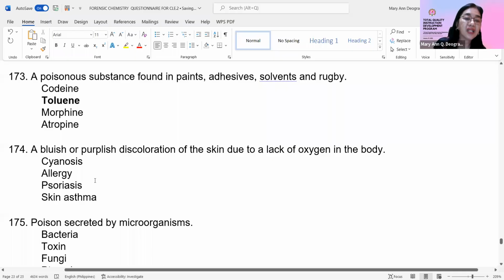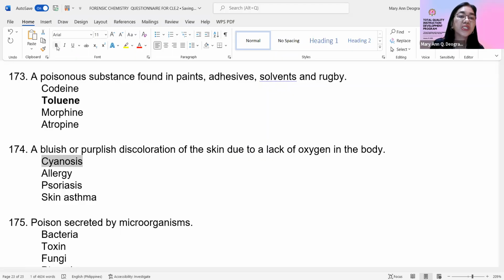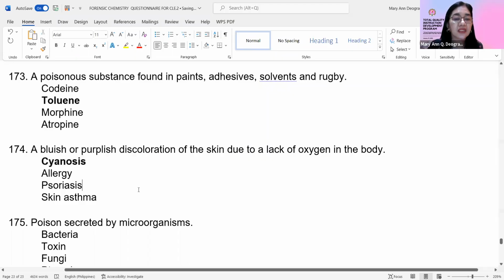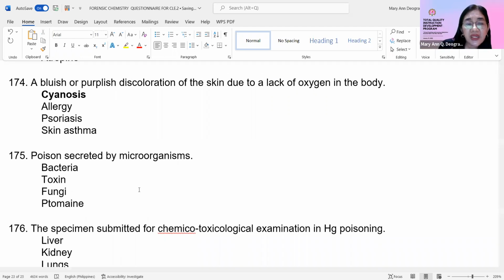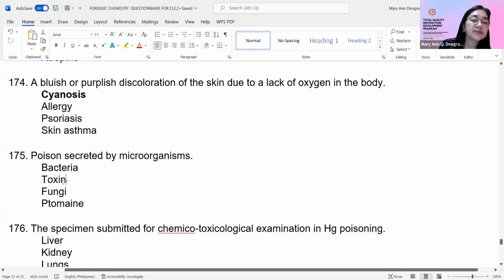Cyanosis, allergy, psoriasis. Okay, it's the cyanosis. Mga bluish na... Alright. Poison secreted by microorganisms. Example nito is red tide. Alin dyan yung alin ng red tide dyan? Is it bacteria, toxin, fungi, ptomaine? Any idea? Yes, it's toxin. Pag in-excrete ang poison or secreted ang poison, it's a toxin.